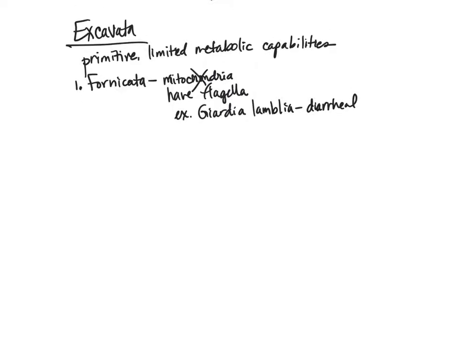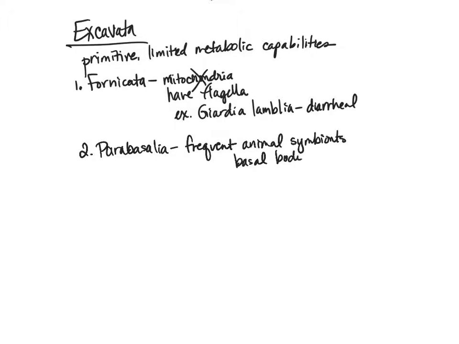We also have parabasilia. And so these typically have frequent animal symbionts, which means that they live in the guts of animals like termites and cockroaches. They have what are called basal bodies. They have complex cell structures, and they often have many flagella. So they are complex or have complex cell structures.